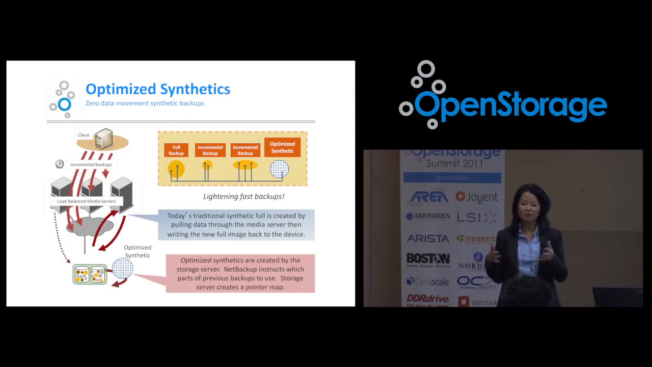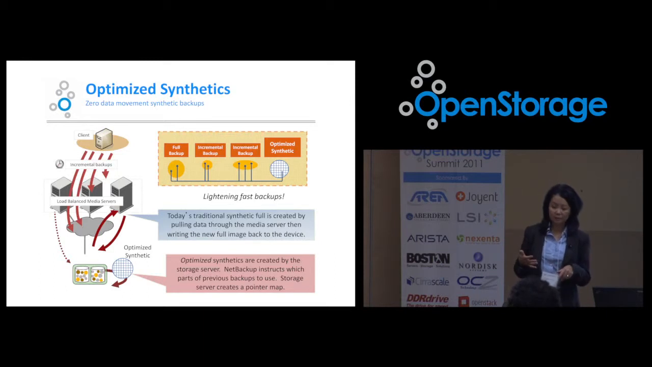But with the original, we could always do synthetic backups, having the media server read in the last full and all the incrementals, and then write a synthetic full backup down to disk. With the optimized synthetic solution, the media server doesn't have to do that work anymore. NetBackup is telling the storage server, hey, this full backup is comprised of this full plus all of these incrementals, and the storage server is creating the pointer maps to tell what the full looks like, and to the NetBackup catalog, it appears as a complete full.